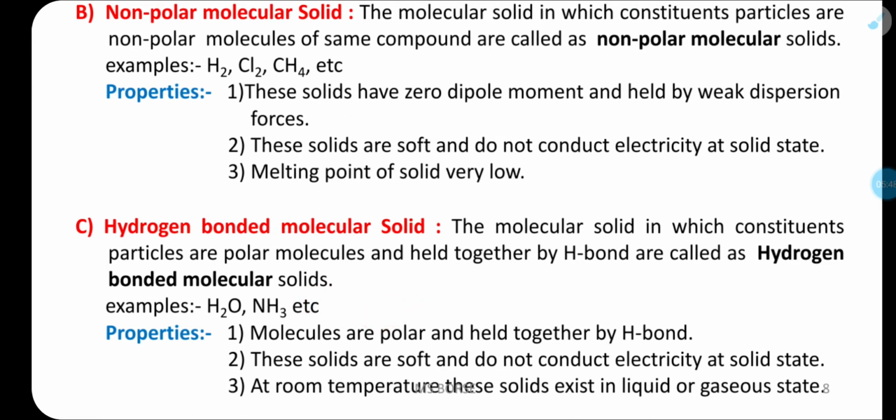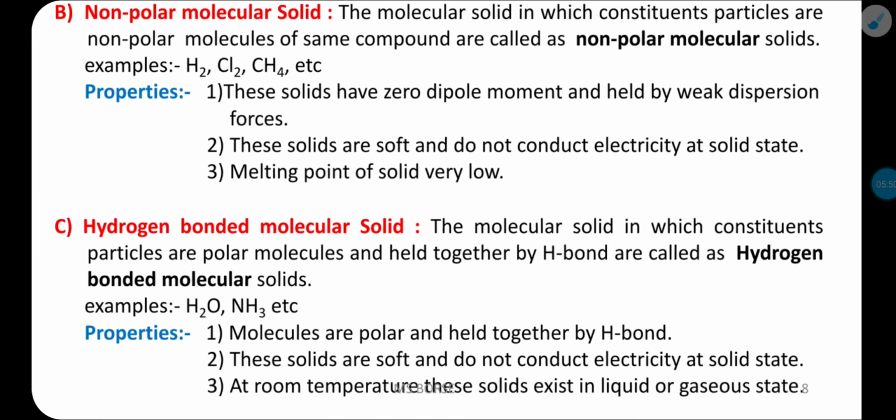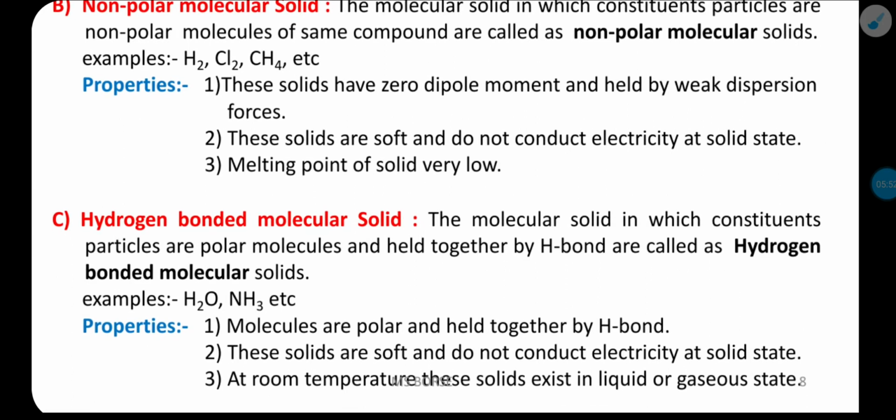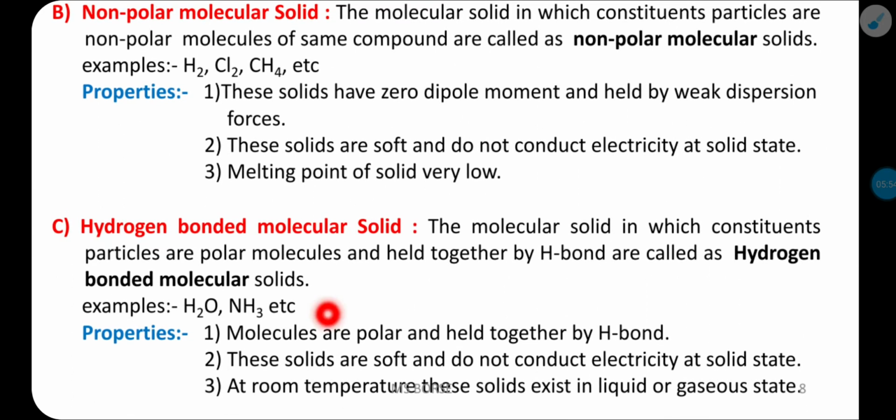These are the properties of hydrogen bonded molecules. That is, molecules are polar and held together by hydrogen bonds, having dipole moment. These solids are soft and do not conduct electricity in the solid state. Third property, at room temperature, these substances exist in liquid and gaseous state.